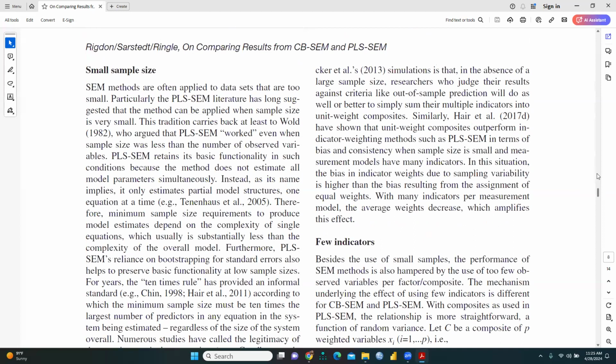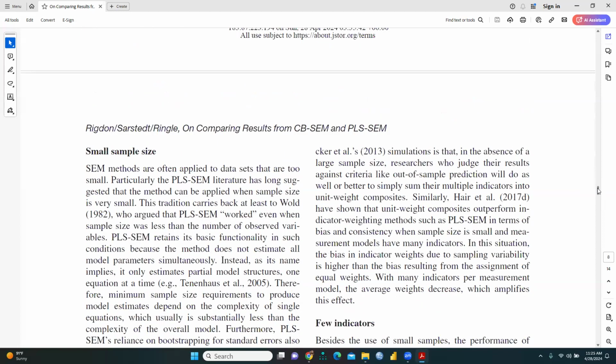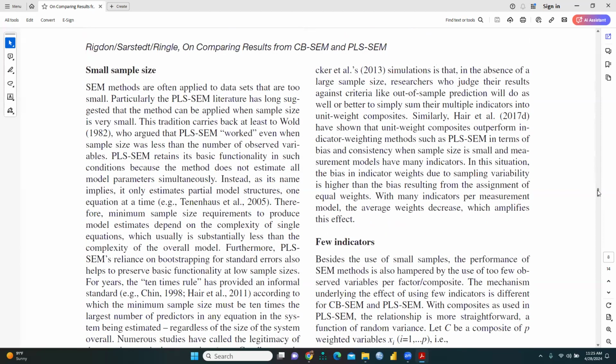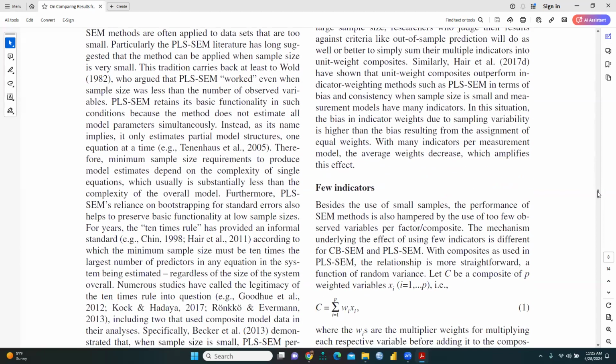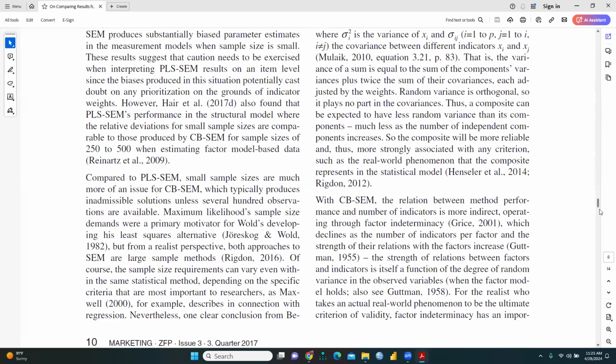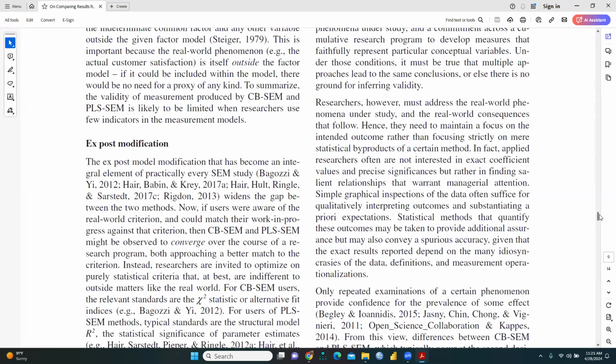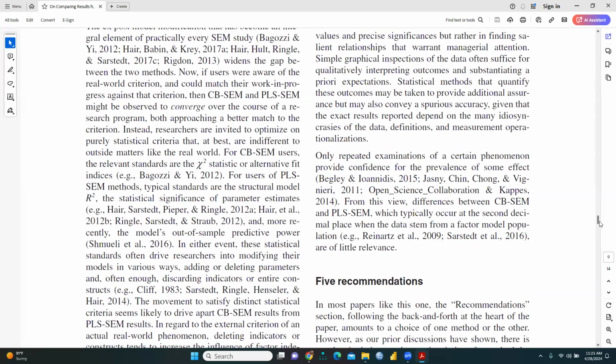Now you can see this is perspective four. Maybe due to a small sample size, there is variation in results. A few indicators may also cause this. There would be variation, ex post modification also.